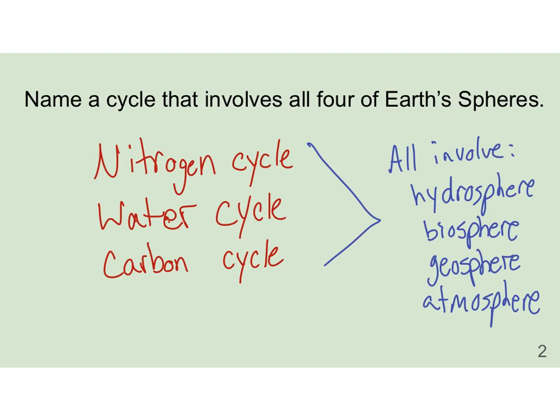In this first question, it says name a cycle that involves all four of the Earth's spheres. Now if you remember back to our notes, all of the four spheres contain nitrogen and water and carbon. So you could find nitrogen in the hydrosphere, the biosphere, the geosphere, and the atmosphere. They're just in different forms. Okay, same with the water cycle and same with the carbon cycle.